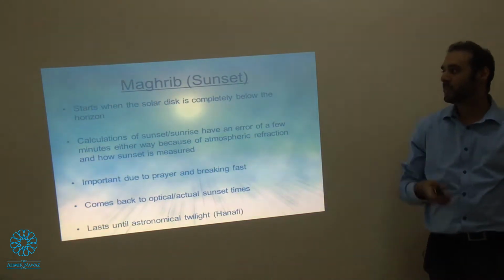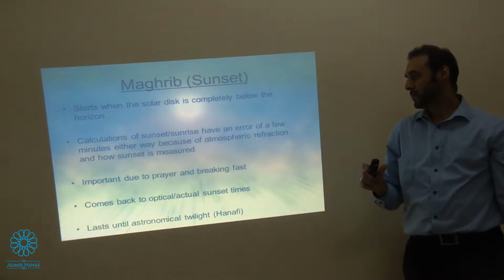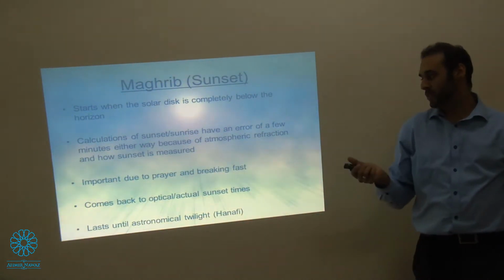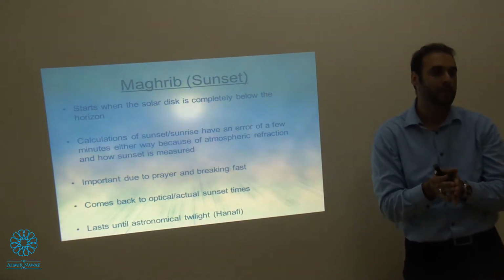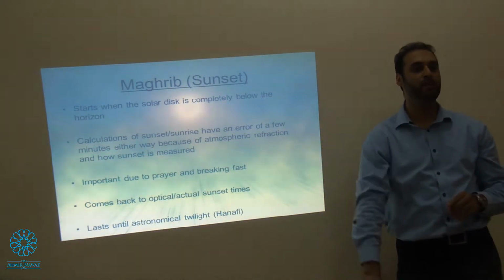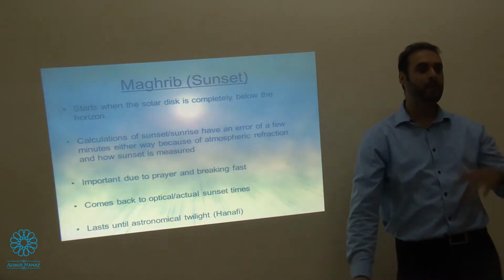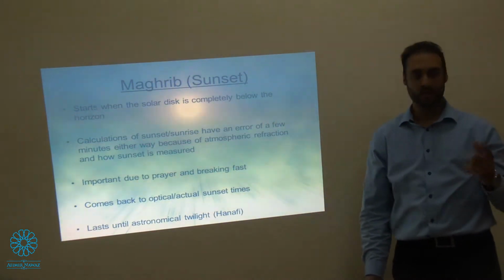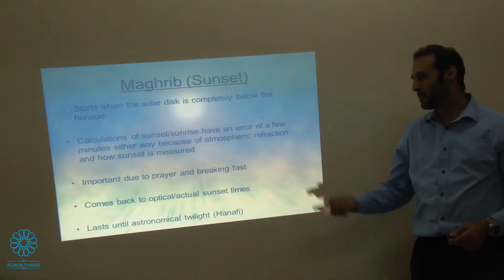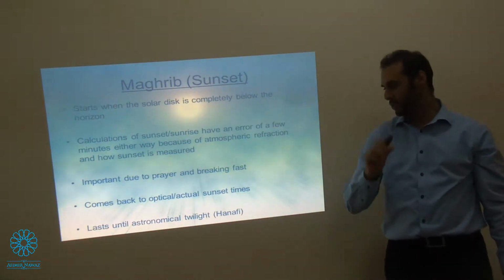So Maghrib starts when the solar disk is completely below the horizon. It's important for prayer and breaking fast, because you need to know when Maghrib is. Most timetables for Maghrib, by the way, give you times at sea level. Now most cities are higher than sea level, so we need to factor that in and add a few minutes. So we'll talk about that as well. It comes back to optical, actual sunset sightings. I should talk about that as we go on.